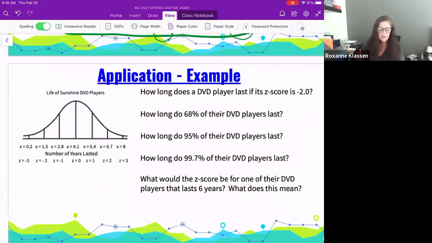Okay, so now if we look at this, this is on that worksheet that you have. If you don't have the worksheet yet, I'll put it in the chat again. It says, how long does a DVD player last if the z-score is -2? So get your answer ready in the chat. How long does a DVD player last if the z-score is -2? So you're just reading this graph, whether the graph you made or the graph that's on my screen.